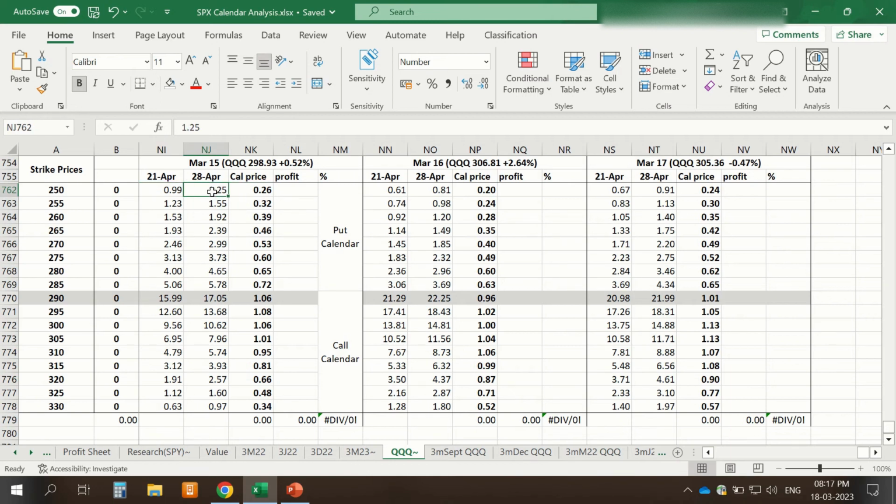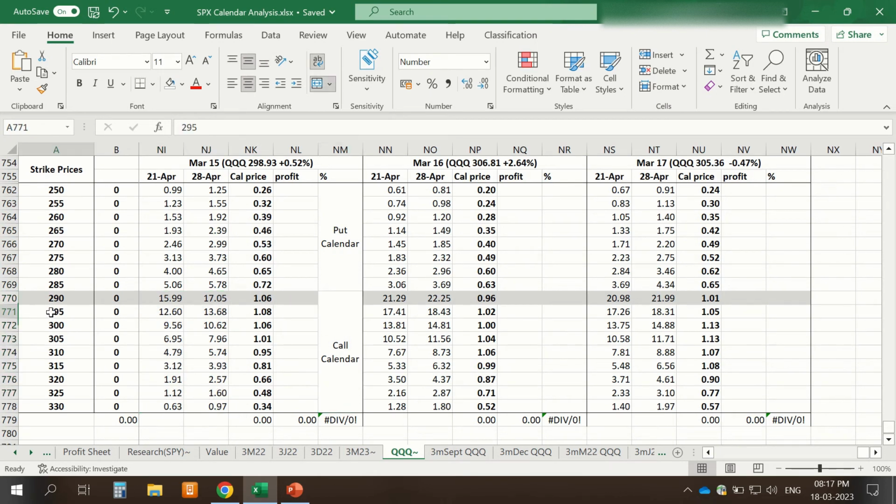So this will be the debit and this will be the credit, and the difference will be a debit, since the 28th April has more days to expiry compared to 21st. The premium will always be more, so this will always be a debit. So 26 bucks you have to pay to get this 250 strike price put calendar. Similarly, I will do this for all of these using puts, and these other data are call prices used to create the call calendars.